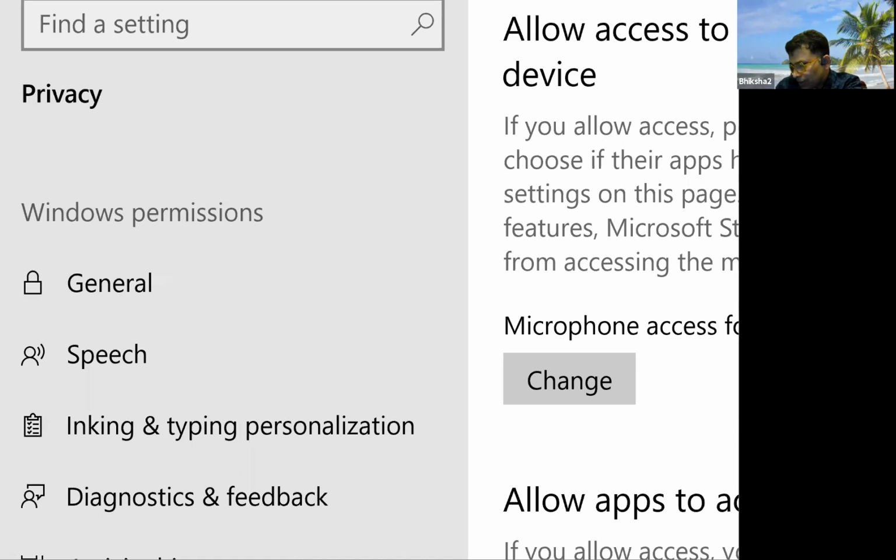What happened here? This is terrible. Now I have no idea how to get rid of this.